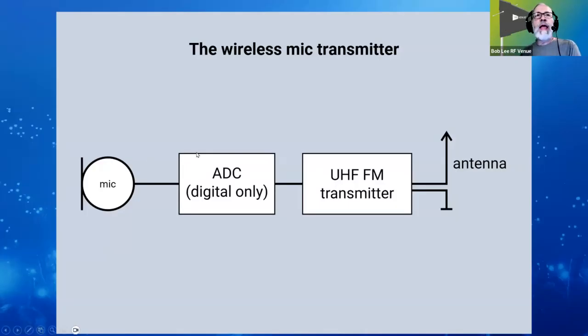Now, in the wireless mic transmitter, if it's a digital transmitter, it's going to go into an analog to digital converter first, and depending on the type, that might produce a digital stream.